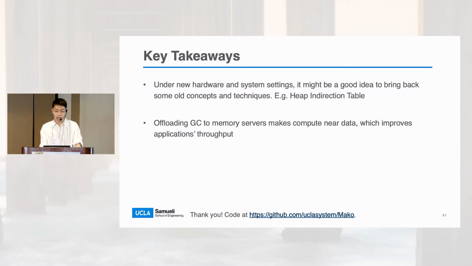So for this talk, I mainly want to convey 2 points. First, on new hardware and system settings, it might be a good idea to bring back some old concepts and techniques. An example here is our heap indirection table inspired by the object table. Second, offloading GC to memory servers makes compute near data and reduces resource contention, which improves application throughput.